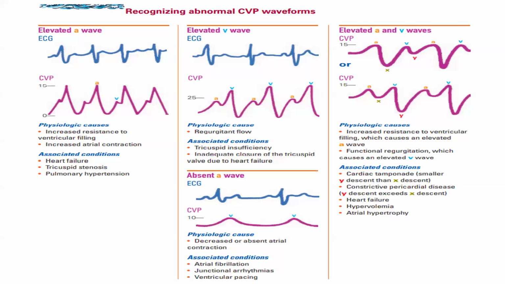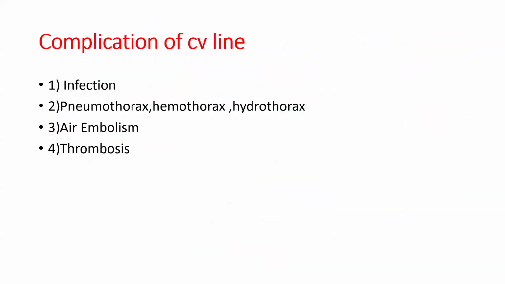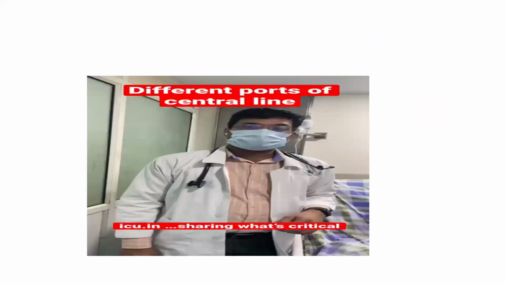Then elevated both A and V waves result from increased resistance to ventricular filling, which causes an elevated A wave, and functional regurgitation, which causes an elevated V wave. The associated conditions are cardiac tamponade, constrictive pericardial disease, heart failure, hypervolemia, and atrial hypertrophy. The complications of the central venous line are infection, pneumothorax, hemothorax, hydrothorax, air embolism, and thrombosis. Now we'll see the different ports of this central line.